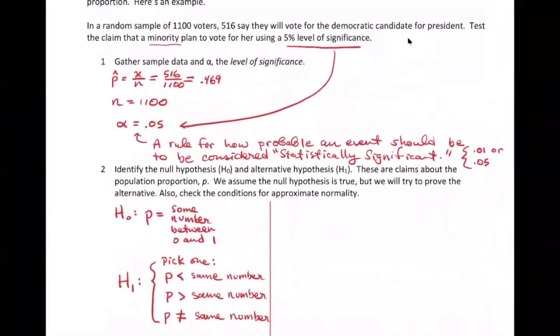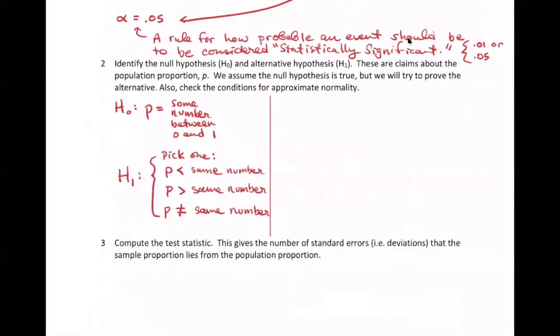So let me back up and see what they're claiming. See, here, it's a simple statement. It says, test the claim that a minority plan to vote for the Democratic candidate. So what proportion is a minority? Anybody? So less than what percentage?